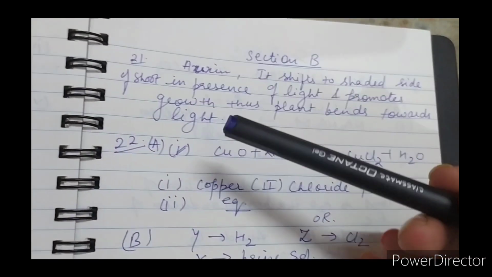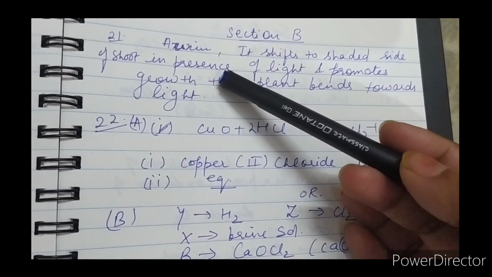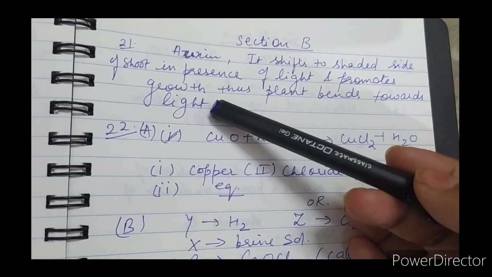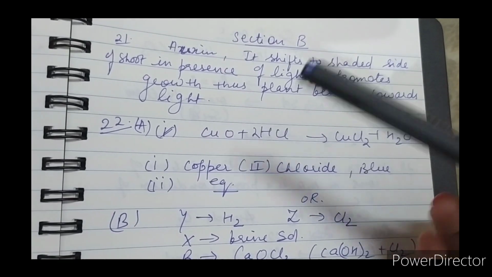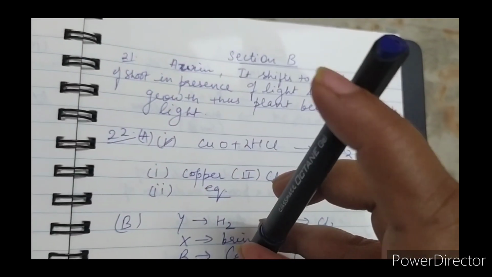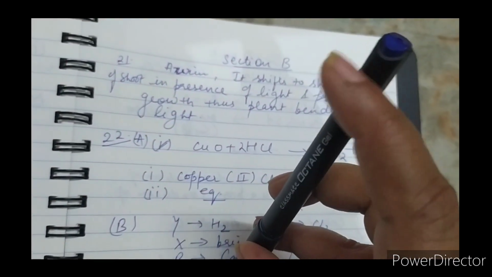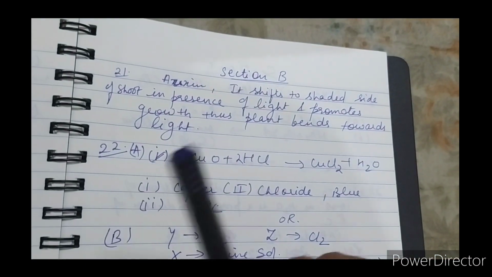Question number 21, they have asked you to name a plant hormone and how it helps in phototropism. So that is auxin, and it shifts to the shaded side in the plant shoot in presence of light and promotes the growth on that side. So the plant bends towards the light. Suppose this is a plant, so auxin will shift to this side if the sun is on this side, and it will promote the growth and it will bend like this in front of the sun.